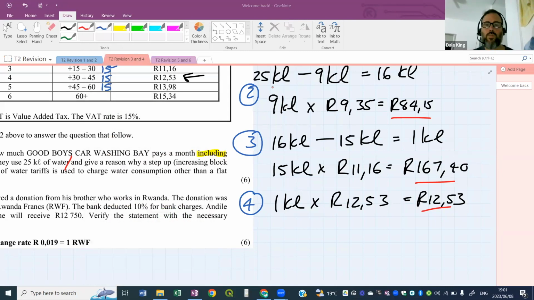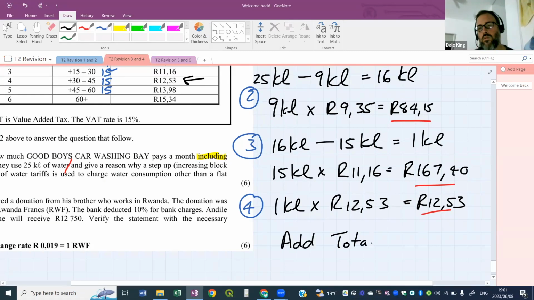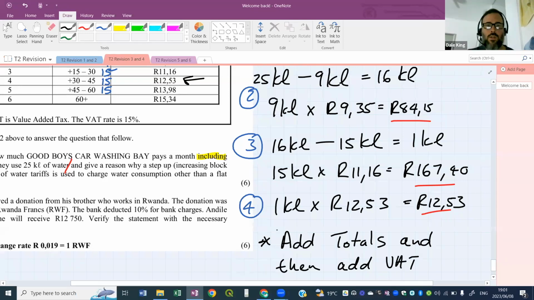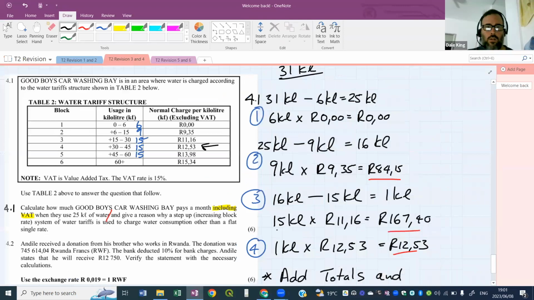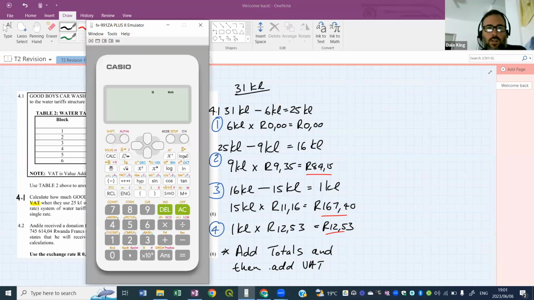What I'm going to do is I'm going to just write here, add totals, and then add VAT. I'm going to write that as another instruction. And then what I'm going to do is I'm going to zoom out. Okay. So you guys can take a screenshot of that and try that yourself. All right. Try that yourself. The answer, I'm just going to put it right on the side here.